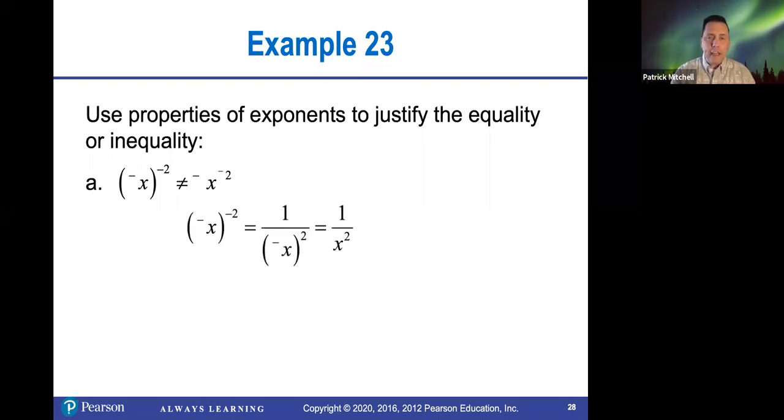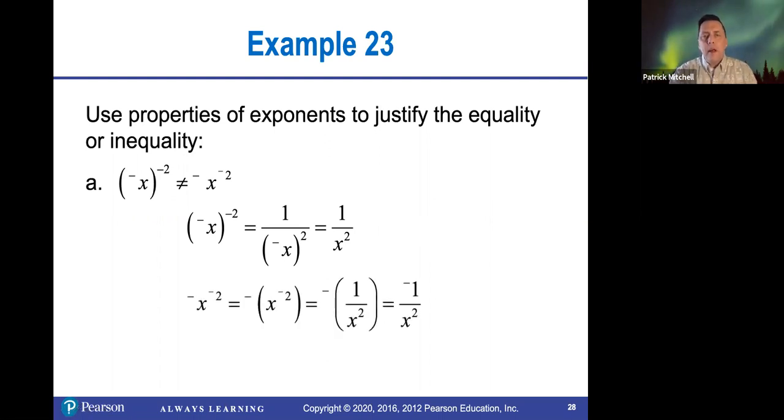Opposite x to the power -2, using the negative exponent rule, is the reciprocal of opposite x squared. And of course, opposite x squared is the same thing as x squared. On the other hand, the opposite of x to the -2 means like this, and x to the -2 is the reciprocal of x squared. So the second one comes out to -1 over x squared. The top one comes out to 1 over x squared. So those are not equal. In fact, they are opposites.